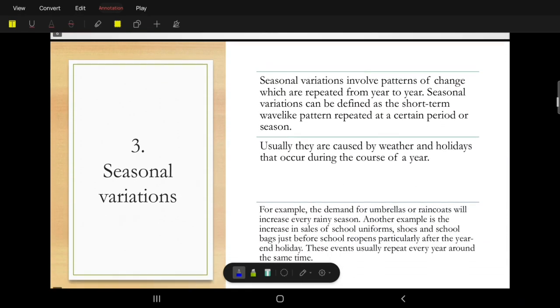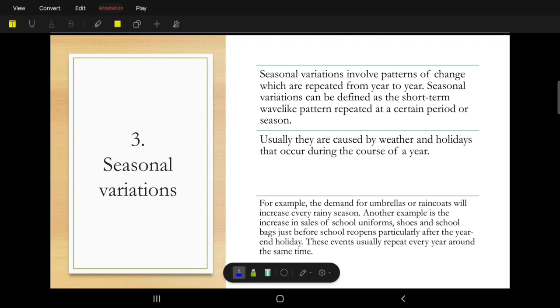Next is seasonal variation. Seasonal variations involve patterns of change which are repeated from year to year. Seasonal variations can be defined as the short term pattern repeated at a certain period or season. So dia repeated from year to year. Maksudnya within 1 or 2 years. Setiap tahun boleh berlaku. Usually they are caused by weather and holidays that occur during the course of the year.